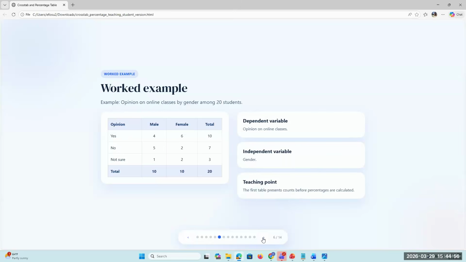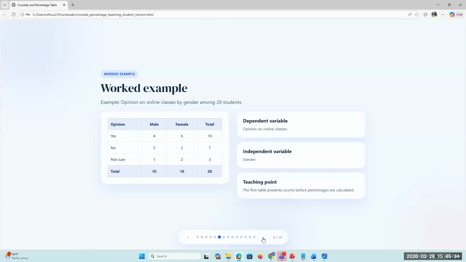Yes. So this table shows us that when the question on opinion on online classes was posed, we had 20 students in all. You had 4 males saying yes to online classes, 5 said no, 1 not sure. You had 6 females saying yes, 2 said no, 2 not sure. The total is 10 males and 10 females, which accumulates to the total figure of 20.